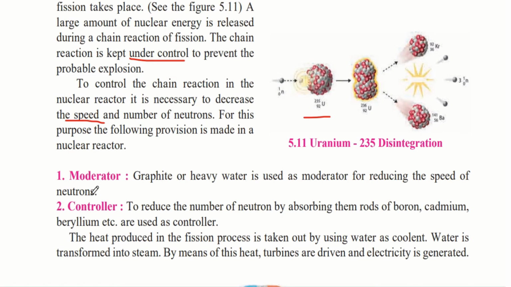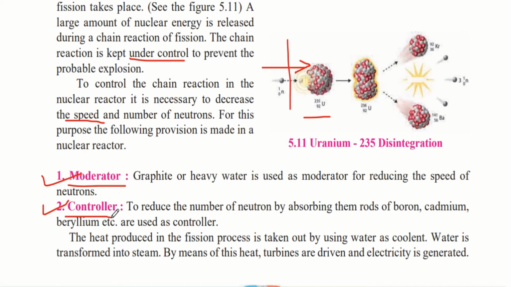So let us see this provision that is made in a nuclear reactor. There is a moderator and there is a controller. The moderator is graphite or heavy water, used for reducing the speed of neutrons. So when these neutrons get bombarded into the uranium, it is very important to keep the speed slow. Therefore, graphite or heavy water is used in between, so that slows down the speed of the neutron. So that is called the moderator.